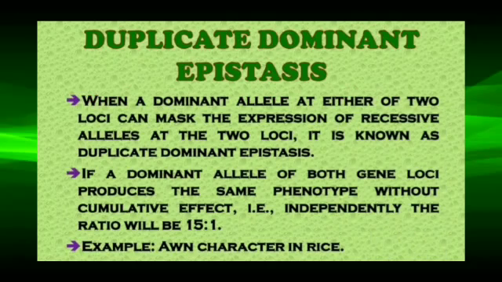Next, duplicate dominant epistasis. When a dominant allele at either of two loci can mask the expression of recessive alleles at the two loci, this is also called duplicate gene action. If a dominant allele of both gene loci produces the same phenotype without cumulative effect, that is independently, the ratio will be 15 is to 1. Example, awn character in rice.